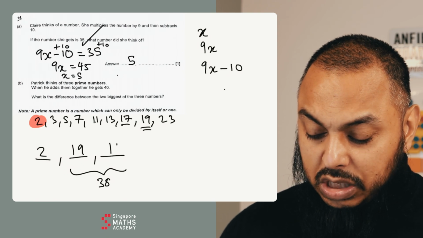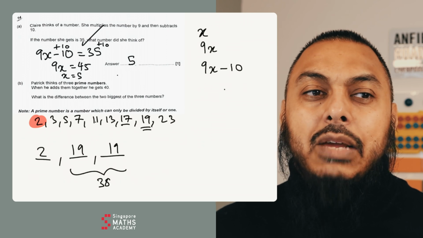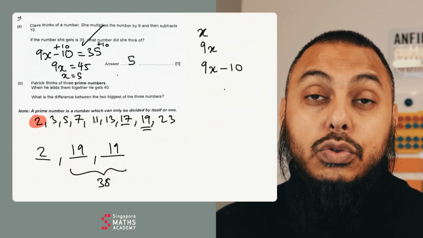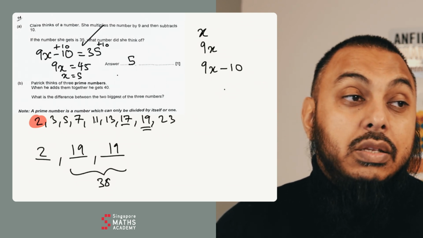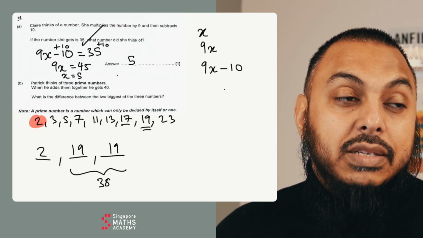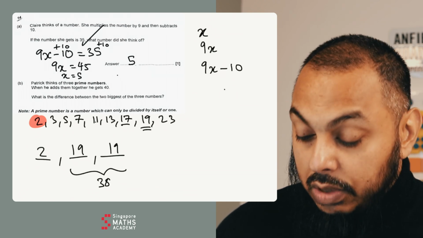So this was a bit tricky because you can use 19 twice. It seemed like they were suggesting that it'd be 3 different numbers, but it's actually 19 can be used twice. So Patrick thinks of 3 prime numbers. So there's 2, 19, and 19. That makes 40 altogether. And it says, what's the difference between the 2 biggest of the 3 numbers?